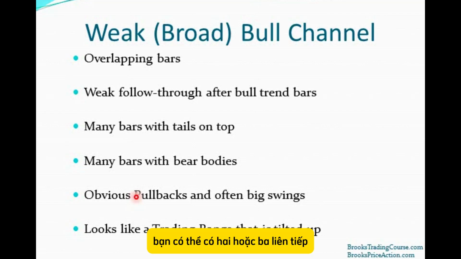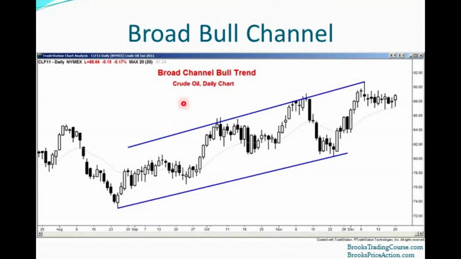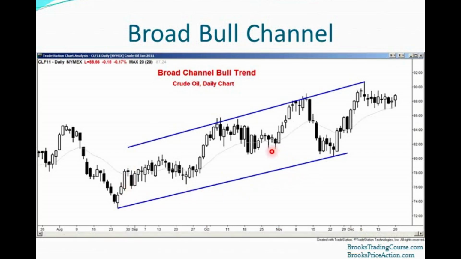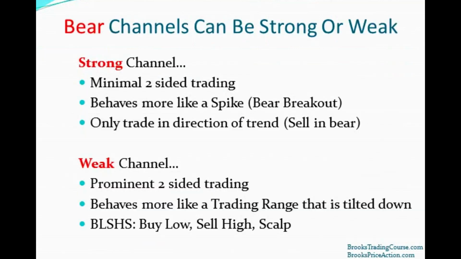You may have 2 or 3 in a row, or a pullback that goes down 4 or 5 bars, and you can have big swings up and down. And it looks more like a trading range that is tilted up. Here's an example of a broad bull channel in crude oil, higher highs and higher lows. You can trade that in both directions.